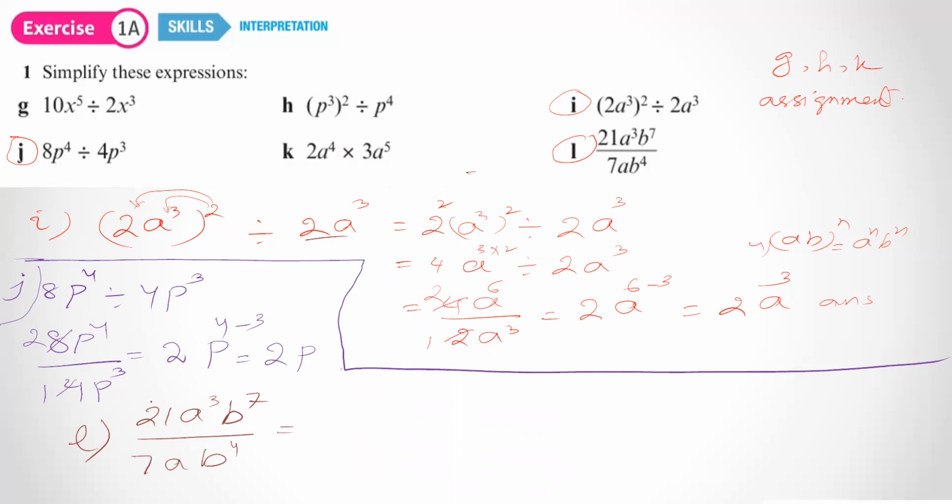So we differentiate, first of all, the constants separate. Then we see that a power 3, and underneath the denominator again there is a, but having nothing here, it means the power is 1. So 3 minus 1, then b power 7 minus 4. 7 times 1 is 7, 7 times 3 is 21. So it will be 3 times a power 2, b power 3. This is your answer for question number 1, L part. Hope you have understood it.